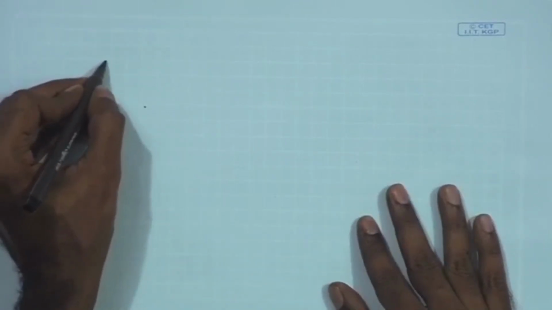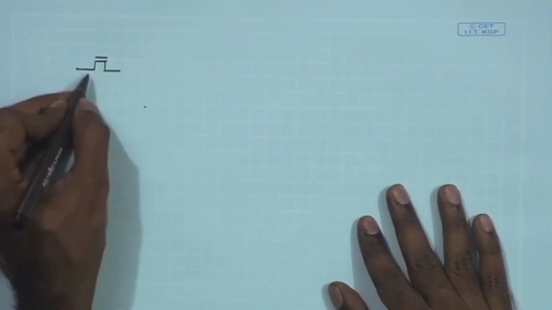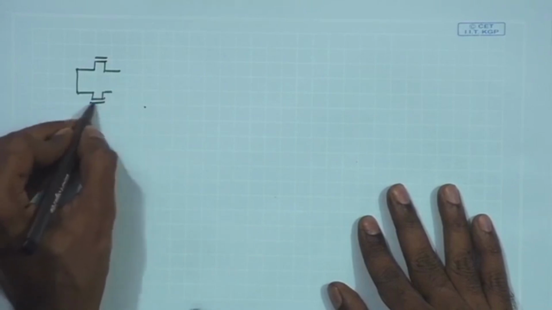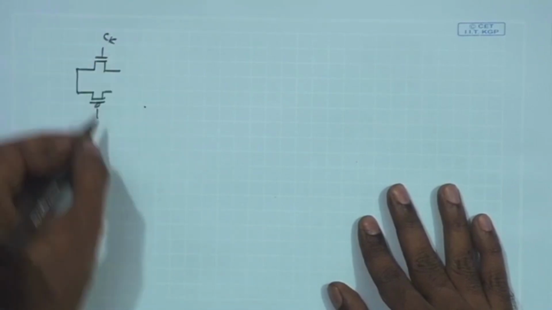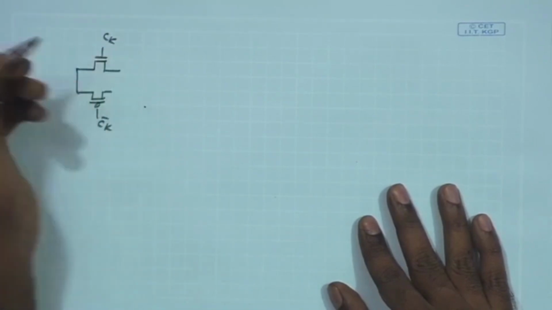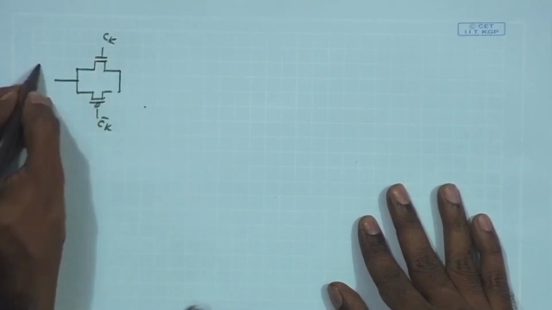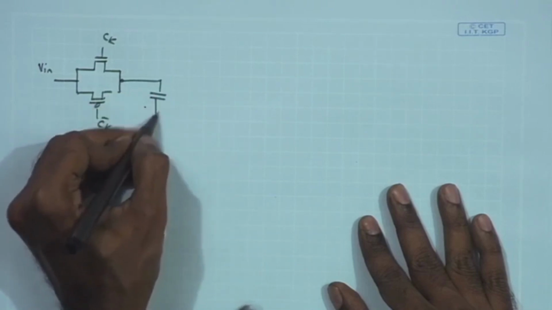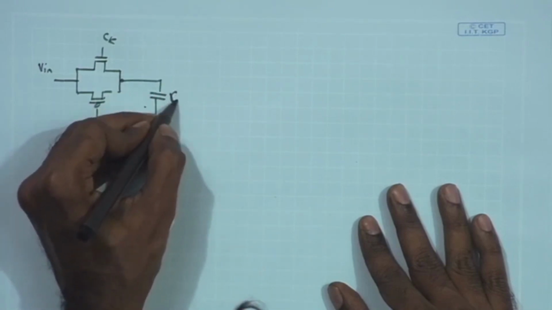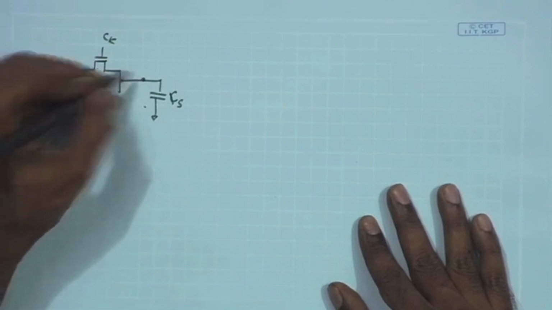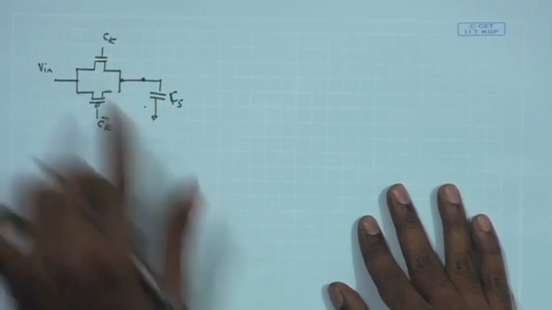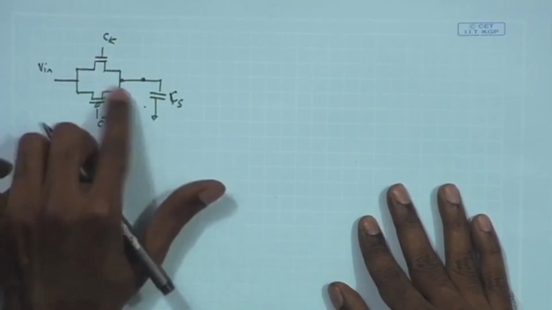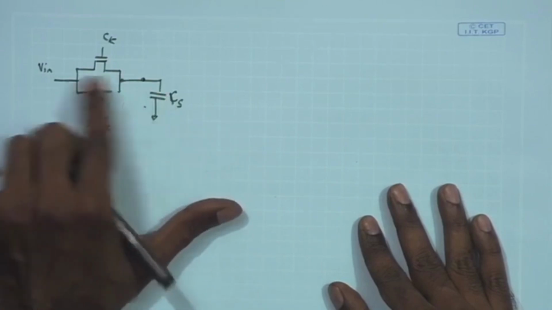So, if I talk about the sampling circuitry consisting of the transmission gate, which is sampling the input signal V in onto the CS, we know that the overall on duration must be smaller than the RC time constant provided by the switch.